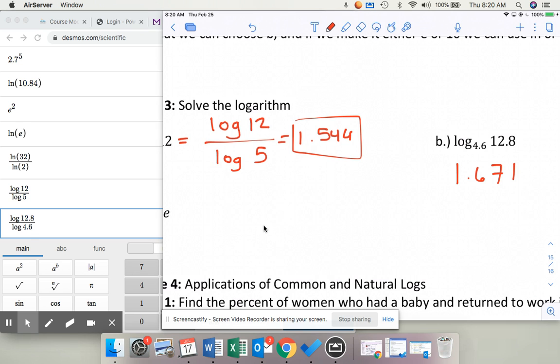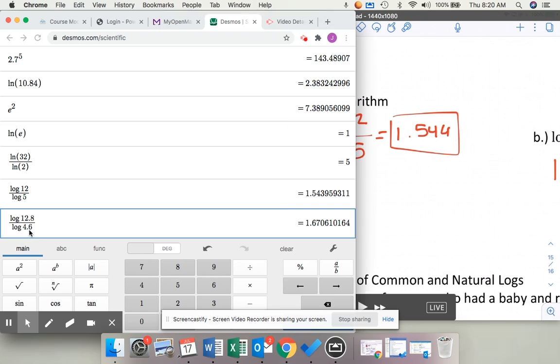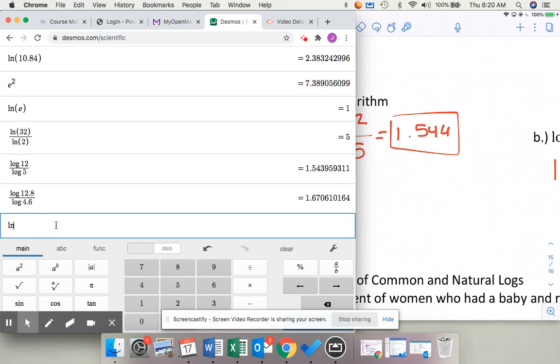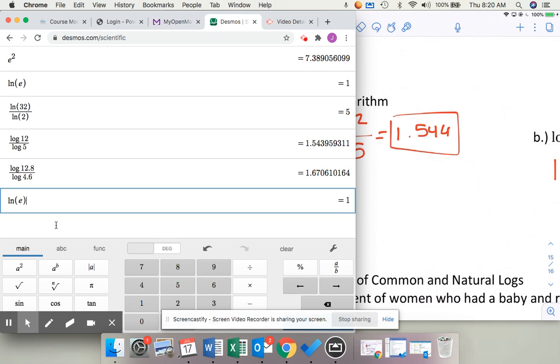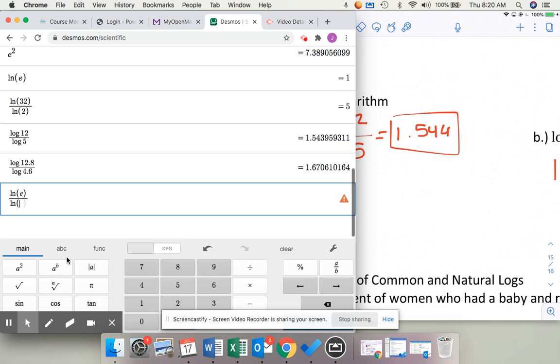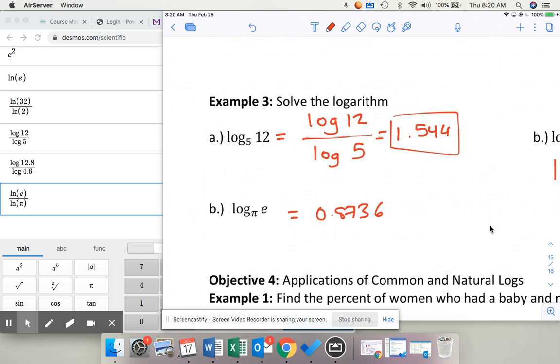Okay, cool. Last one, log base pi of e. That one's horrible. So let's use ln of e, which we know to be 1, divided by ln of pi. We get 0.8736. I don't know why I'm going so many decimal places, but yeah. Even with numbers that are irrational, even with numbers that are crazy and long and all over the place, you can still pull out this change of base formula and you are good.